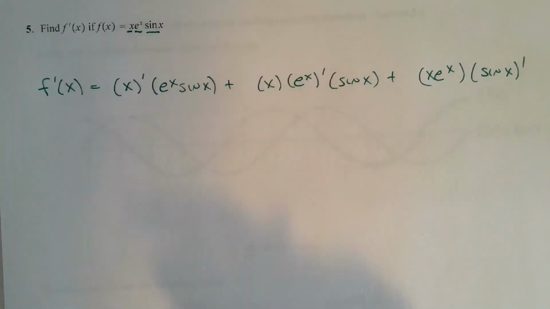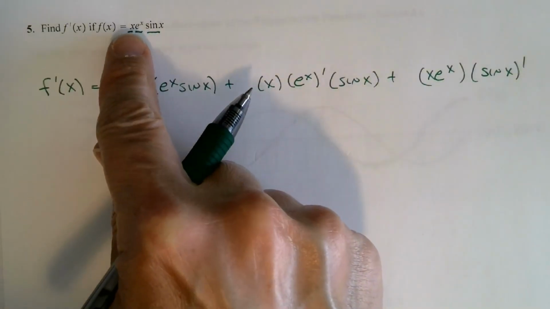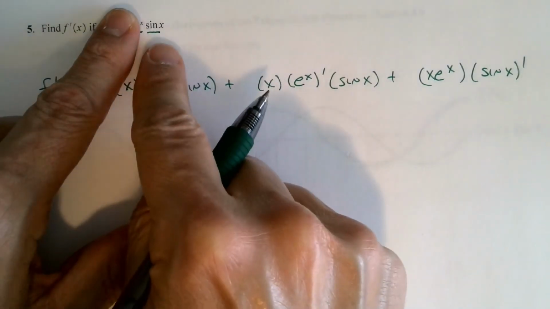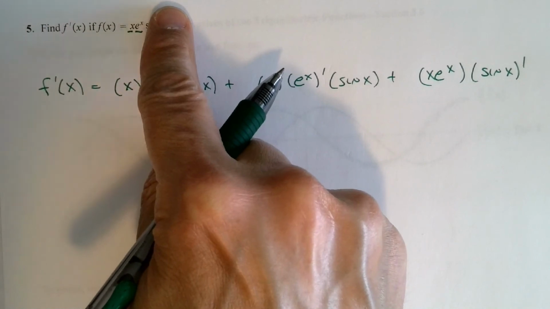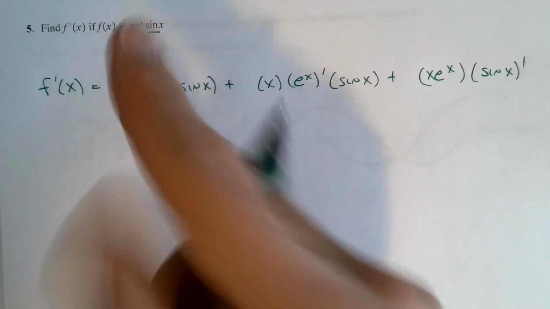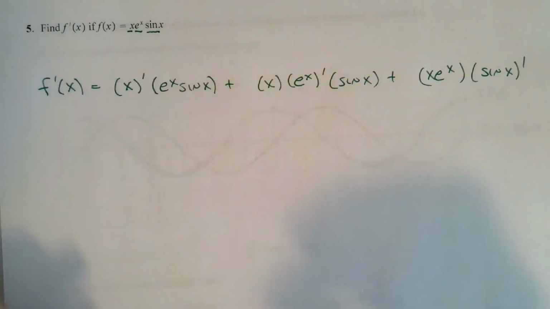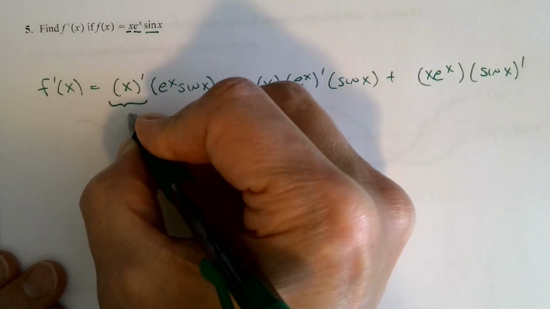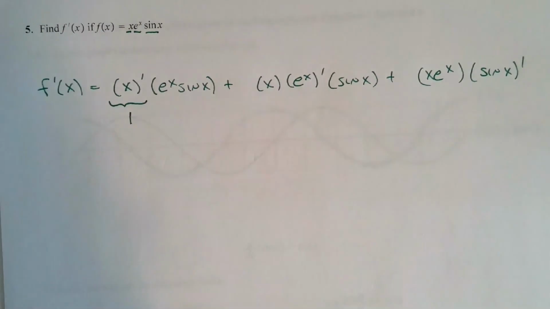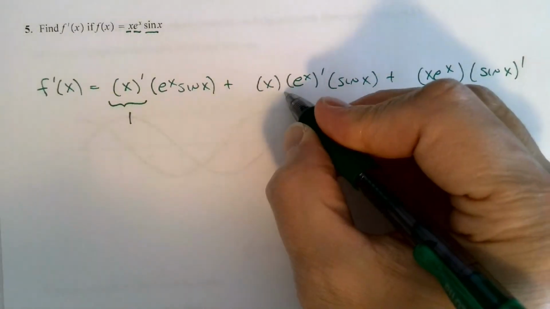Or you can think of the x e to the x as being one function, sine of x as being another. Use the product rule on that, but then when you find the derivative of x times e to the x, you're using the product rule again. That's sort of the way we did it. So you might want to look back at the product rule video that I did to refresh your memory on this. The derivative of x is 1 with respect to x.